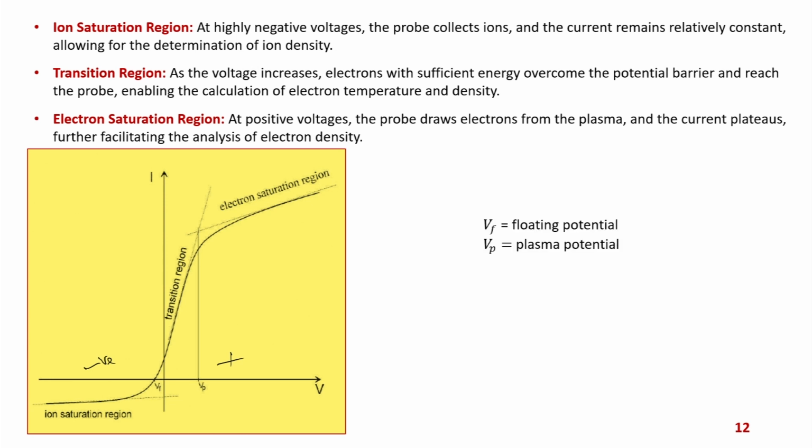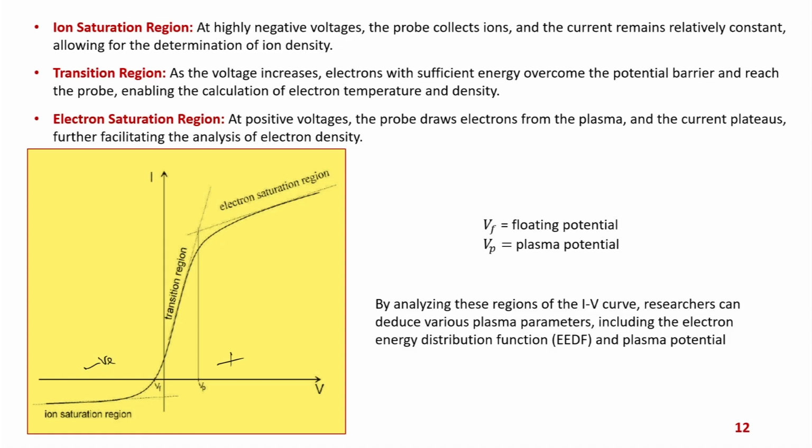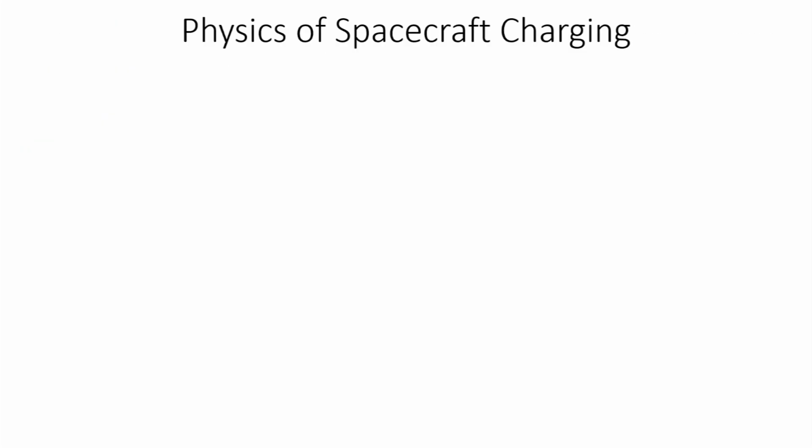So, this Vf is the floating potential and Vp is the plasma potential, and by analyzing this IV curve, researchers can deduce various plasma parameters, including the electron energy distributions, and the plasma potential.